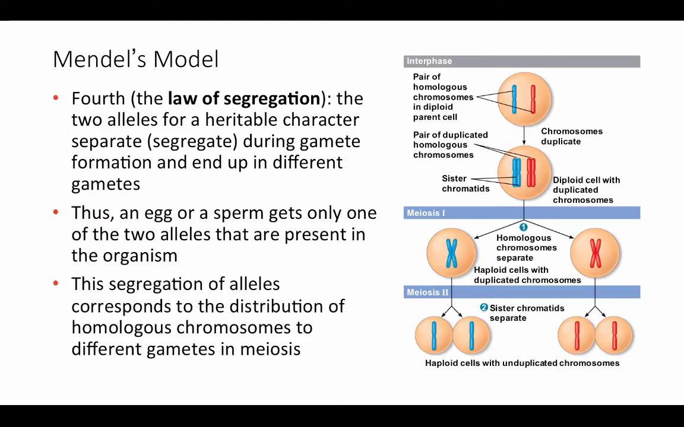And this segregation of alleles corresponds to the distribution of homologous chromosomes to different gametes in meiosis, what we saw in the last web lecture. So duplication leads to two pairs of sister chromatids for the two homologous chromosomes. They're going to separate during meiosis 1, and then those two sister chromatids are going to separate again, and only one of those two versions of that gene, only one of those two alleles, is going to end up in each one of the gametes.